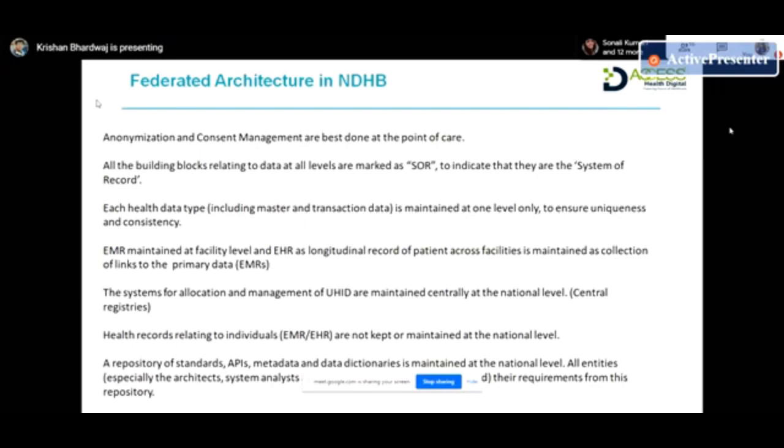Now, the prime question that can come is, where should this anonymization of data happen? Should it happen at the source of each hospital where the record is generated? Or should it happen when we are aggregating the summary records? So NDHB talks about the principle that anonymization and consent management should happen at the point of care as much as possible, because most of the data pilferage, in NDHB's view, happens because of the administrators in the hospital.